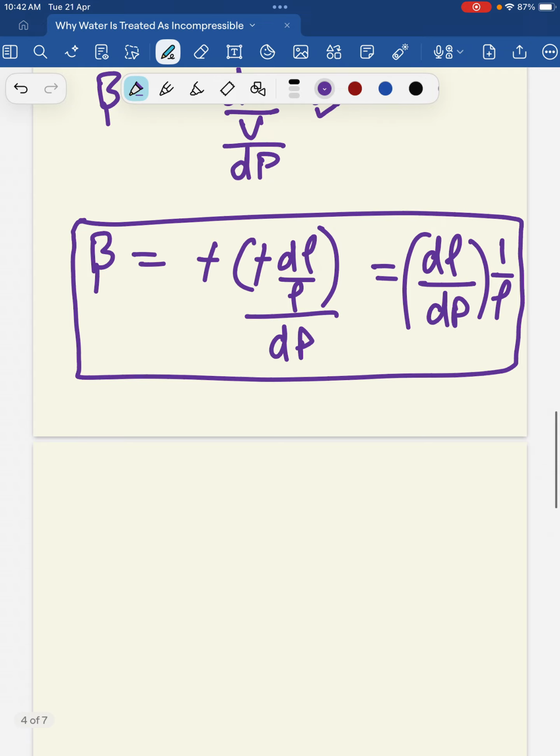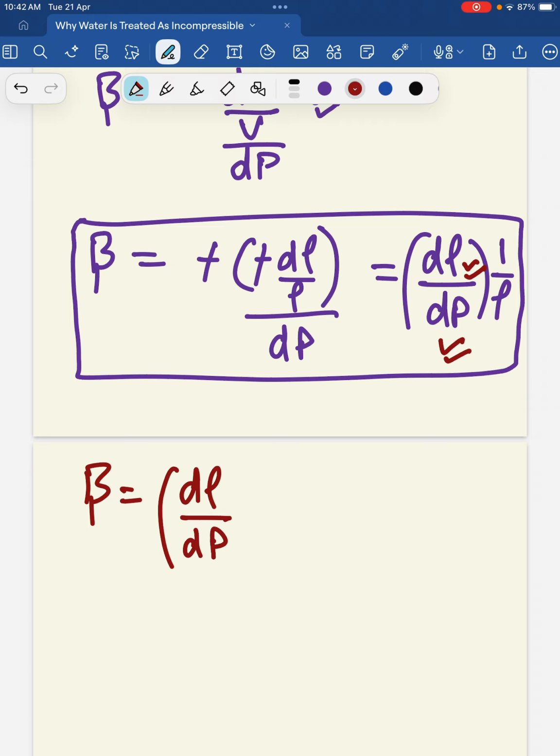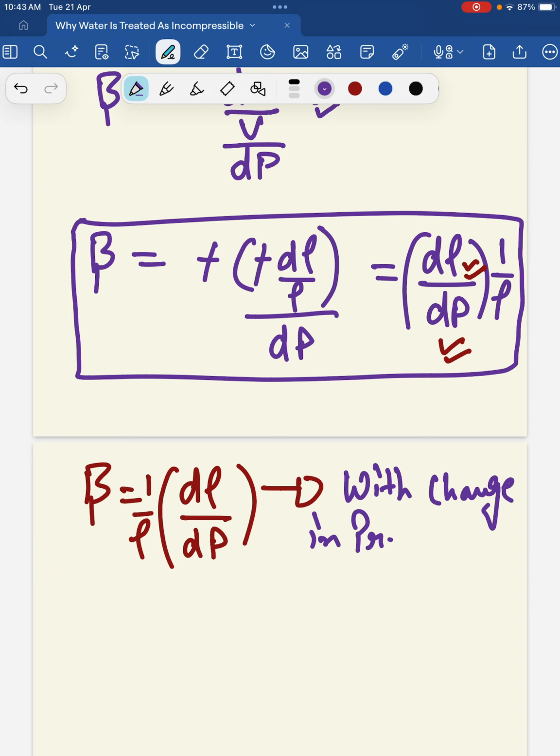So from that expression you can have an idea that with change in pressure, density is changing. I will write it down again here: d rho upon dp into 1 upon rho. So from that expression you can say that with change in pressure, density changes.